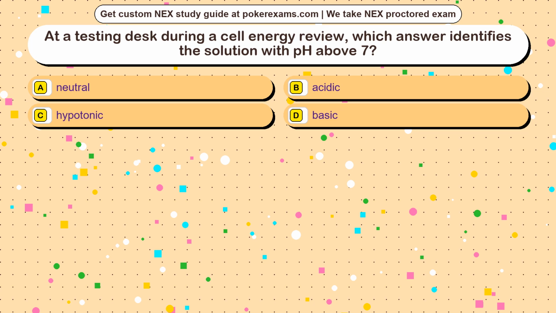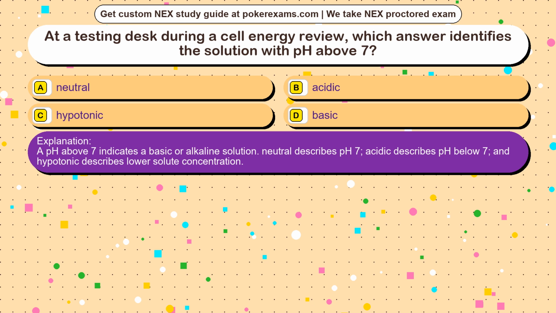The correct answer is option. A pH above 7 indicates a basic or alkaline solution. Neutral describes pH 7, acidic describes pH below 7, and hypotonic describes lower solute concentration.